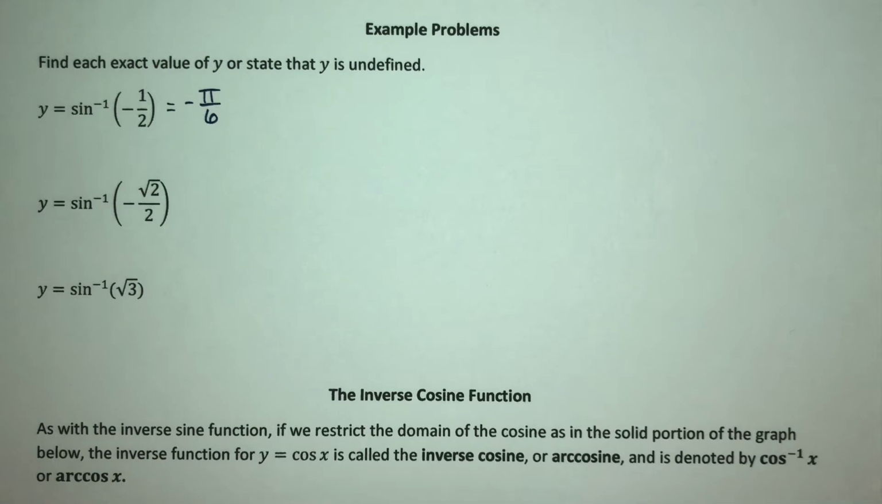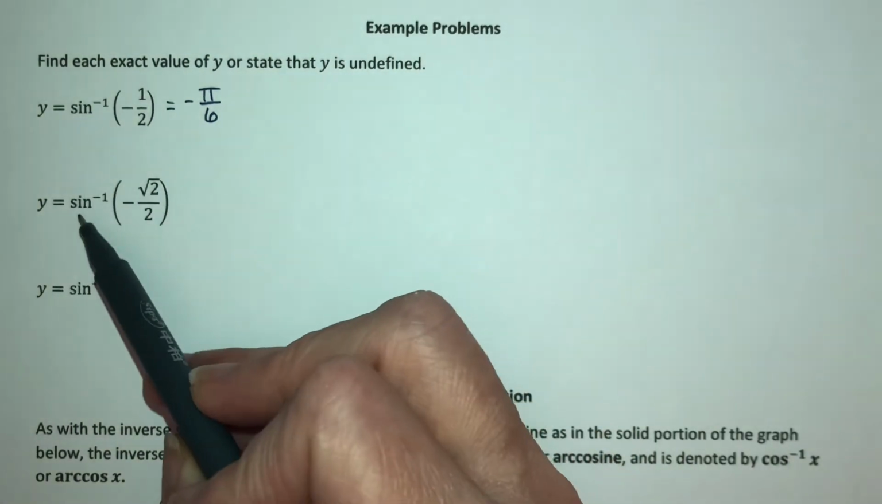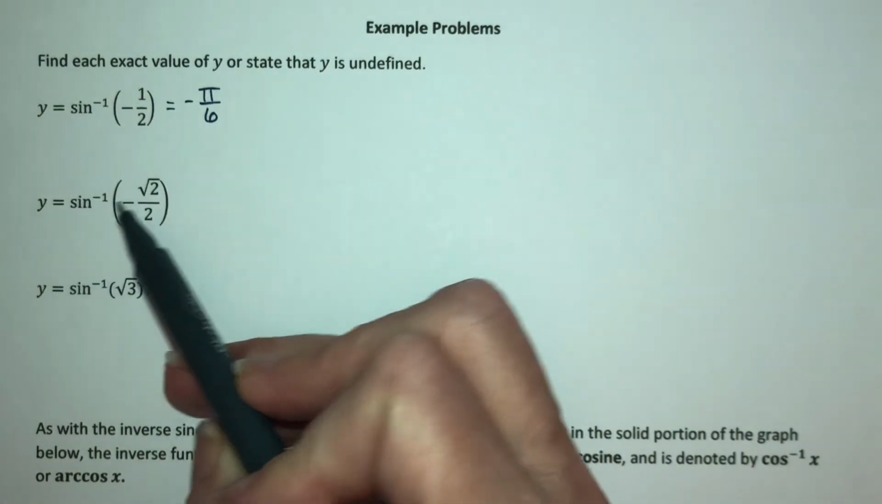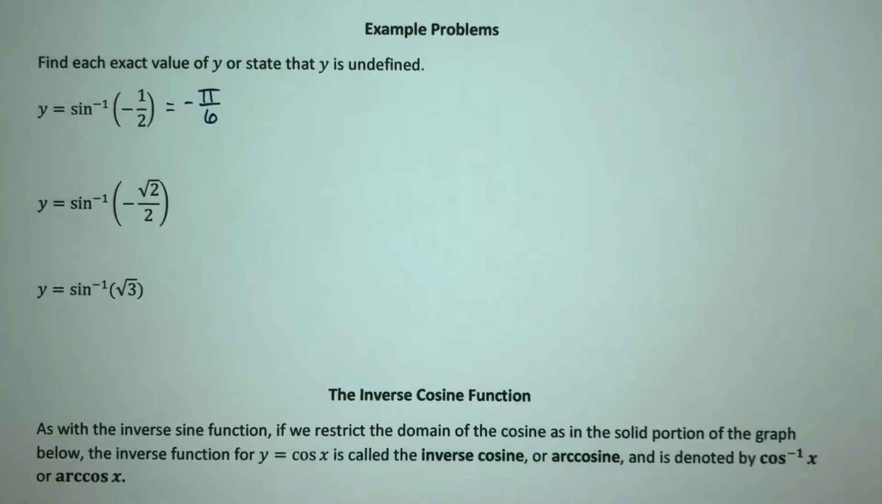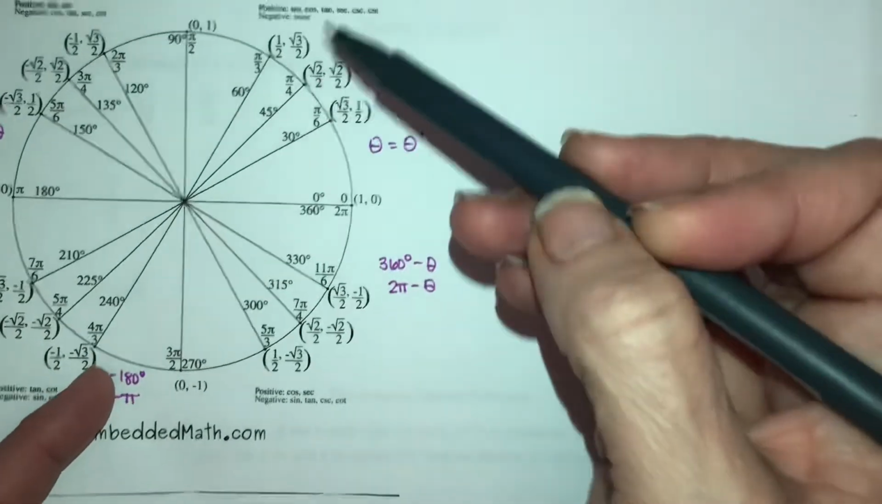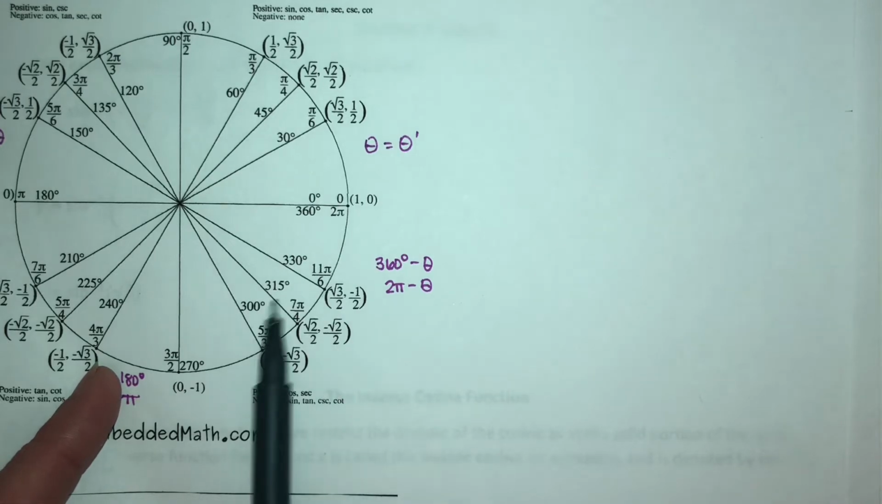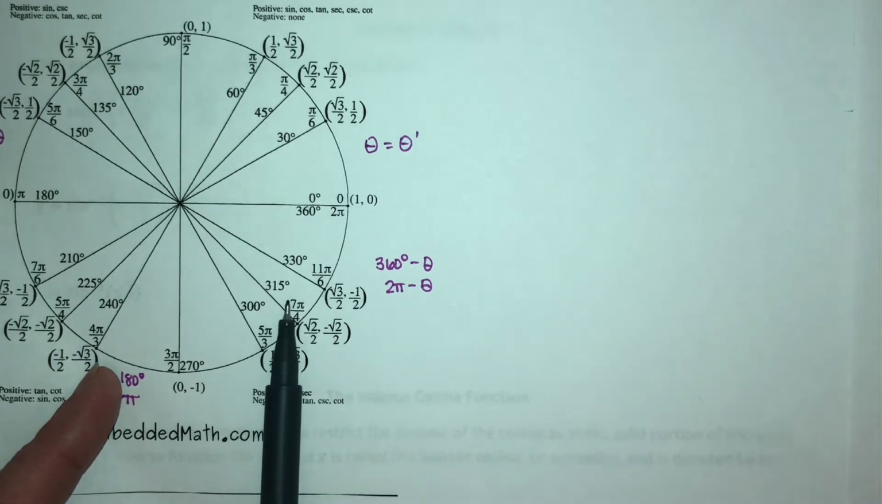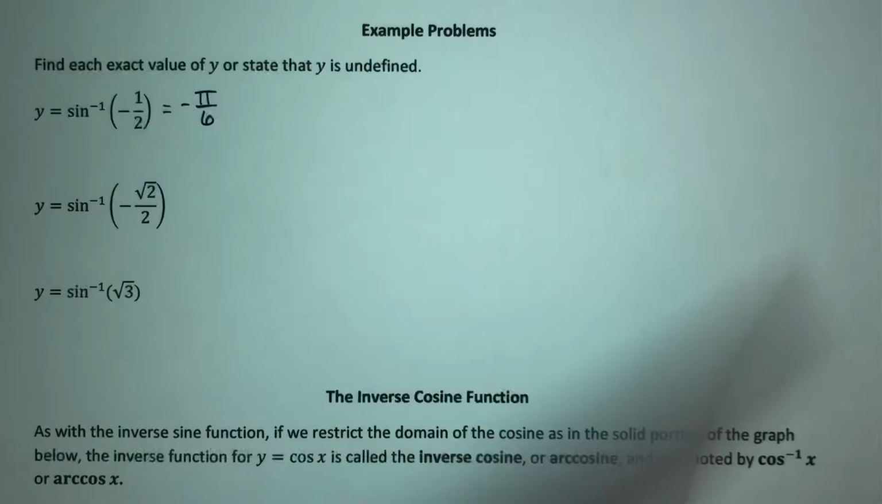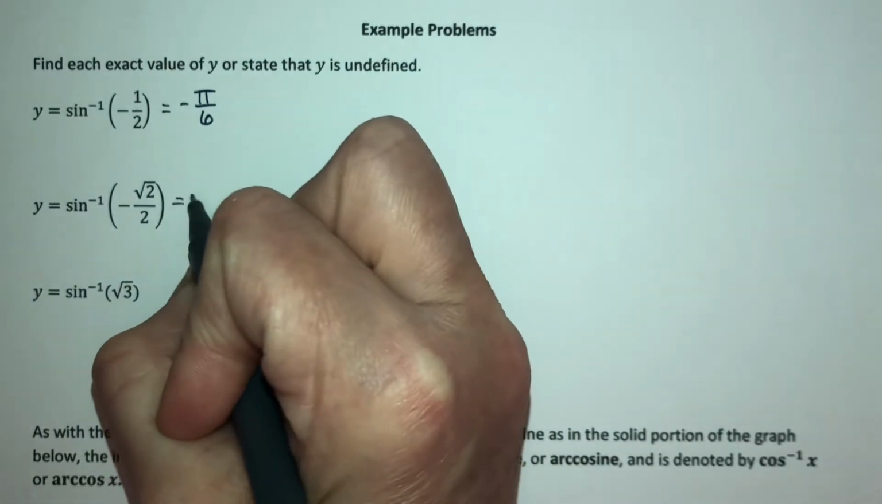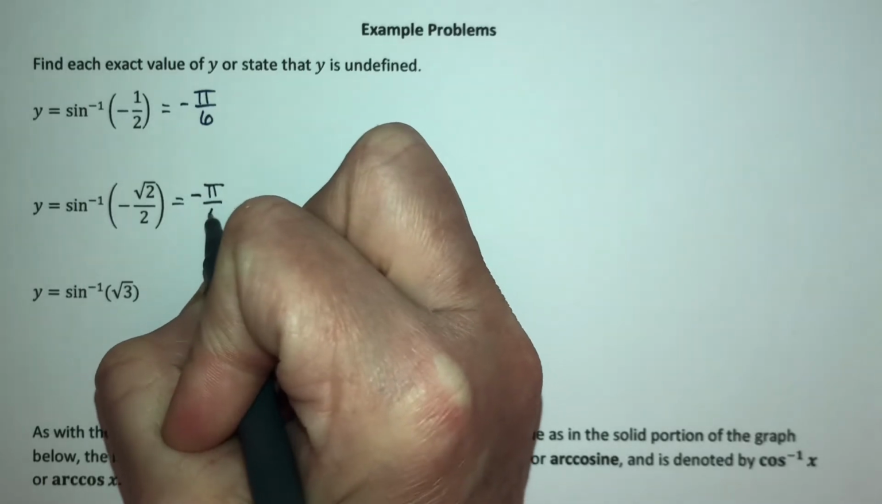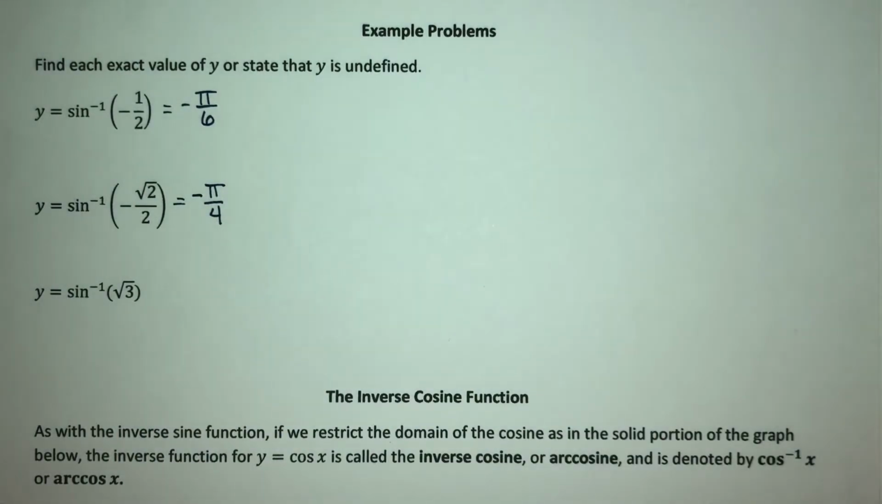Now, if I do the same thing here, I want to find the angle that gives a sine value of negative square root 2 over 2. And it needs to be in these two quadrants. Negative square root 2 over 2 is here, which is 7π/4, which we need the negative version of, so that's -π/4.